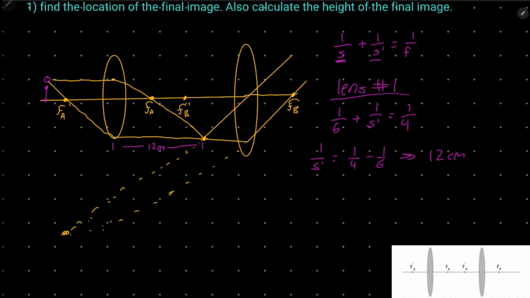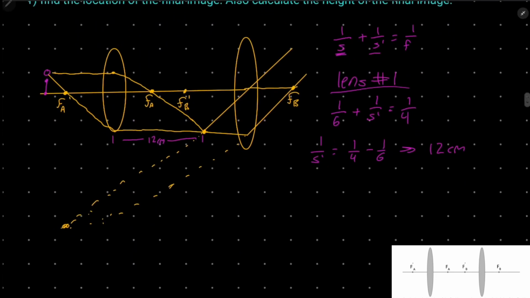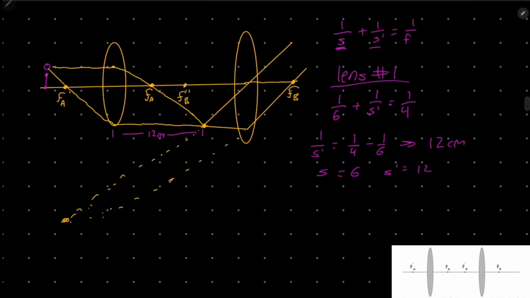But before we find the height, we have to get our magnification value. So we'll first lay out what we know. We know our s, which is equal to 6, our s prime, which is what we just found, which is equal to 12, and another equation that we need to memorize is our magnification, which is m equals s prime over s. So we do that, we get a magnification of 2. So now we can find the height.